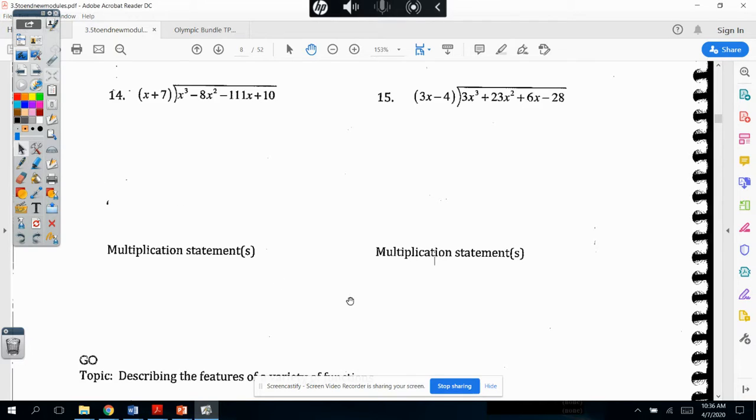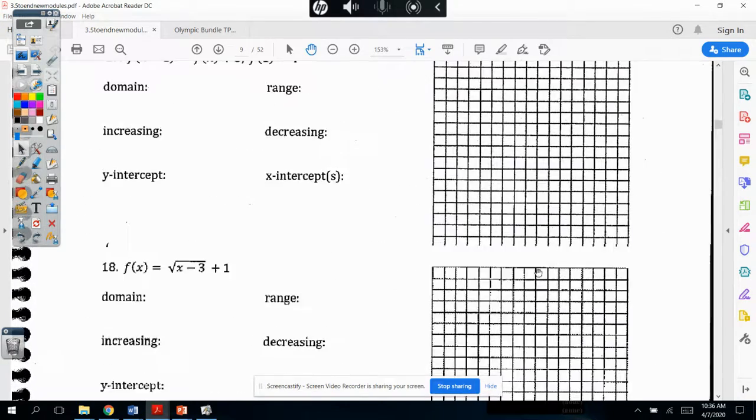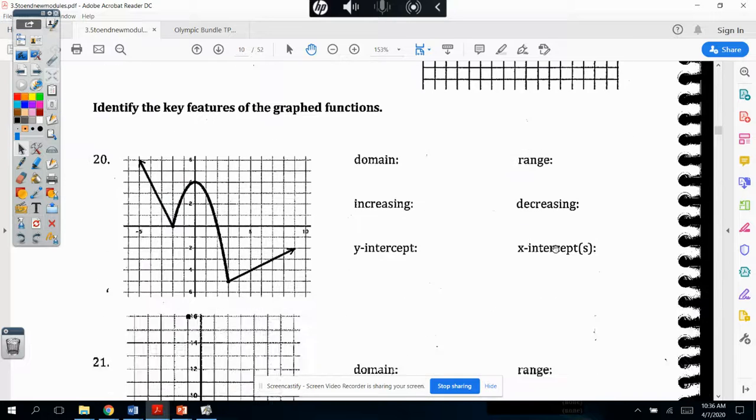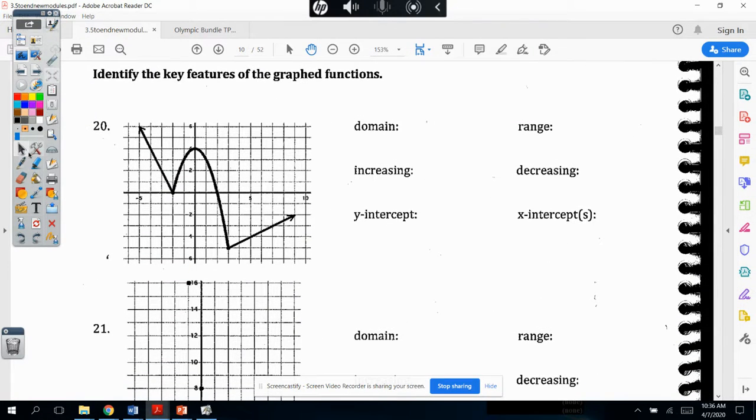And I said I wanted to do one more with you. I want to talk to you about this guy, number 20. Okay, the domain is what x is allowed to be, your left to right. It goes left forever, right forever. So your domain is negative infinity to positive infinity or all real numbers, up to you. The range is the down and up. It does go up forever, but it does bottom out right here at -5. And it can be -5. So the -5 is going to get a square bracket and it will go up forever.